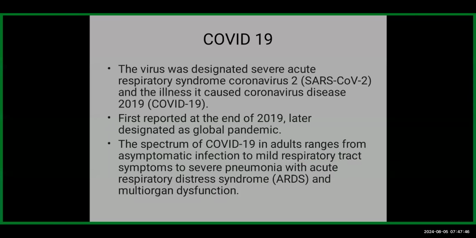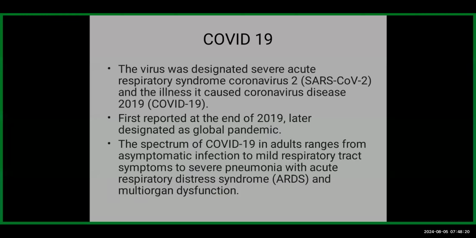COVID-19 was designated severe acute respiratory coronavirus syndrome. The virus that caused it was designated severe acute respiratory syndrome coronavirus 2, that's SARS-CoV-2, and the illness it caused was coronavirus disease 2019. It was first reported at the end of 2019, and later, because of the affectation of many continents, it was proclaimed a global pandemic in 2020.